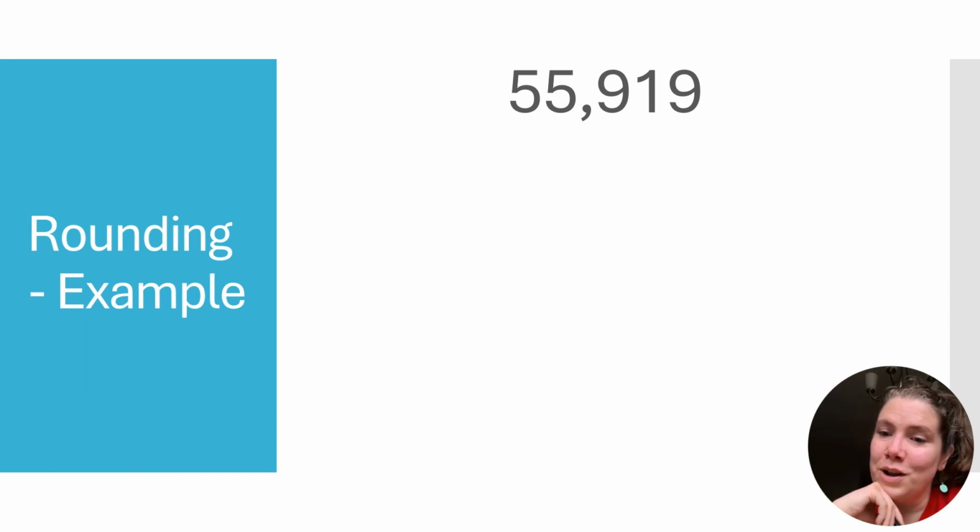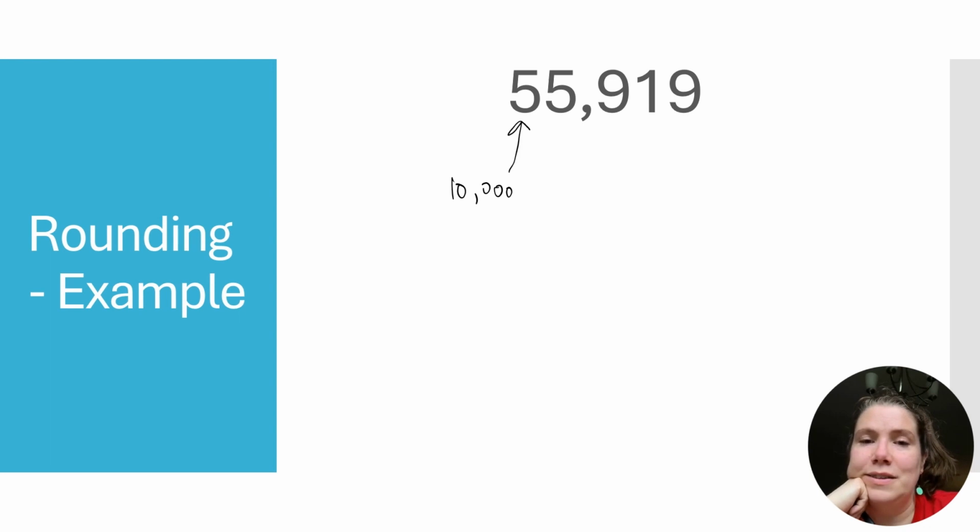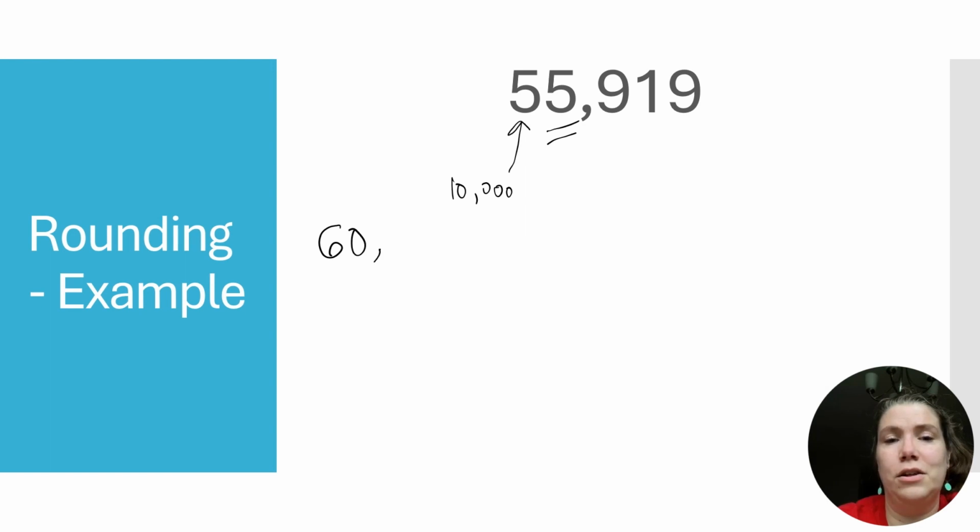So for this one here, we're going to try a bunch of different rounding places. So we have 55,919. The first thing we're going to do is round it to the nearest 10,000. Here's my 10,000s place. Right now I have 50,000 in the 10,000s place. And I'm going to use my adjacent place value, the 5, to see if I should round up or down. That's a 5, so I'm going to round it up. So 55,919 becomes 60,000. Between 50,000 and 60,000, it's closer to 60,000.